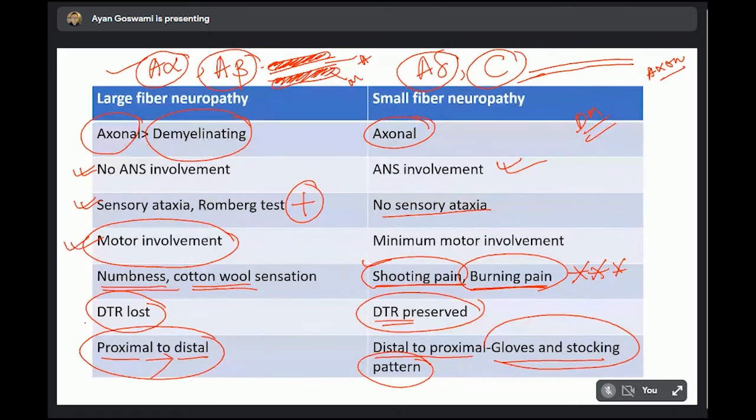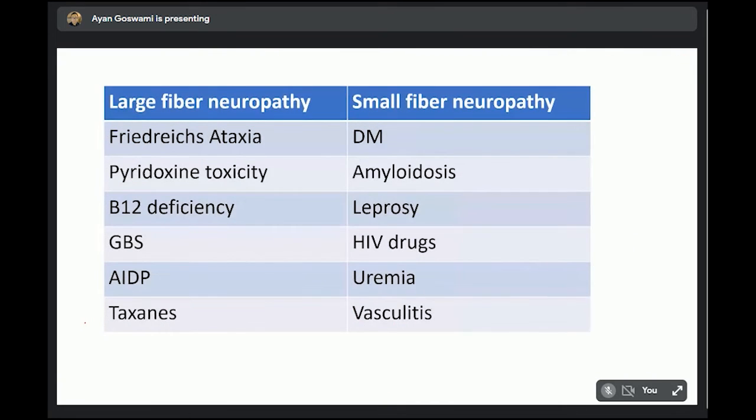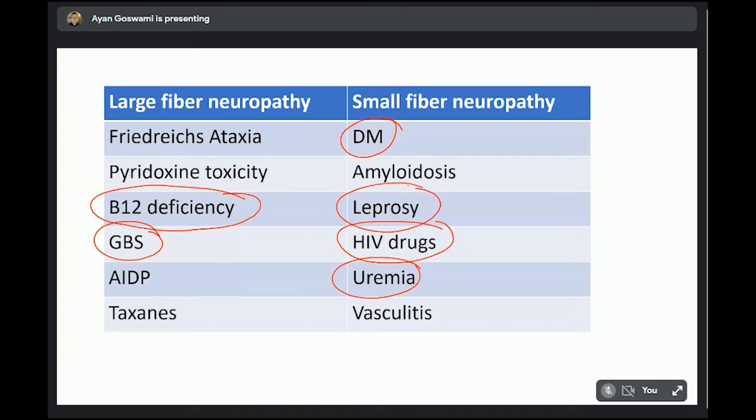Okay, now let us come to a few examples of large fiber neuropathy and small fiber neuropathy. Under small fiber neuropathy, I have first written DM, or diabetes mellitus, right? For all the diseases you don't know, just remember one or two. For small fiber neuropathy, don't forget diabetes mellitus, and for large fiber neuropathy, don't forget vitamin B12 deficiency and Guillain-Barré syndrome, right? So these two or three I want you to remember: HIV drugs, uremia, leprosy. These are important causes of small fiber neuropathy, right?